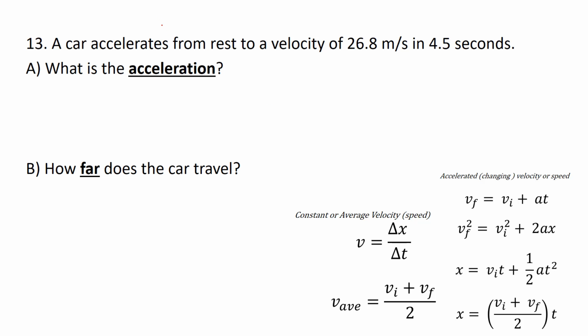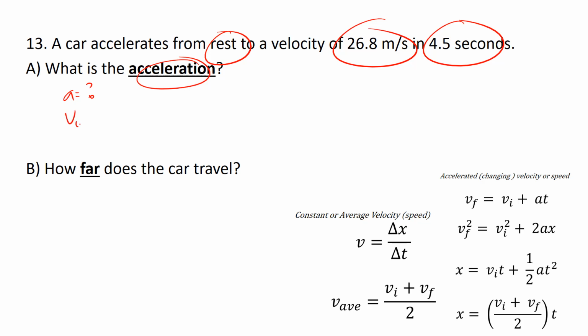Okay, in this equation, we have a car accelerating from rest to a velocity of 26.8 meters per second, and it took 4.5 seconds. And we're asked what the acceleration is. So a equals question mark. Vi, rest, tells me that the initial velocity was 0. And our final velocity is 26.8 meters per second. And the time it takes is 4.5 seconds.